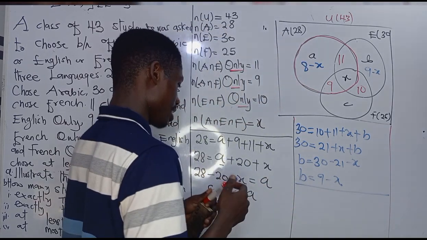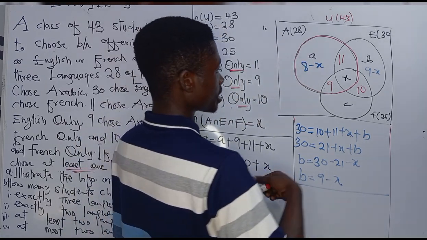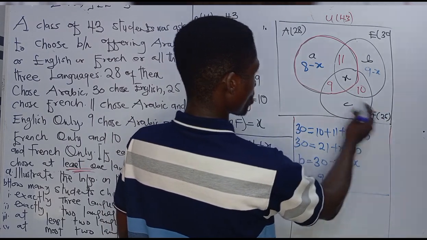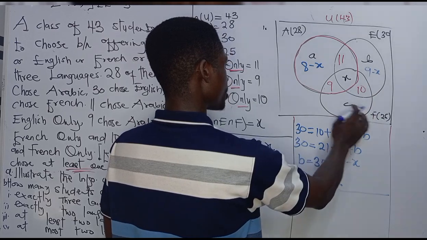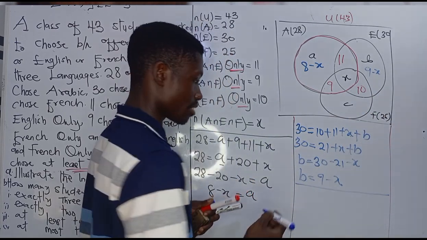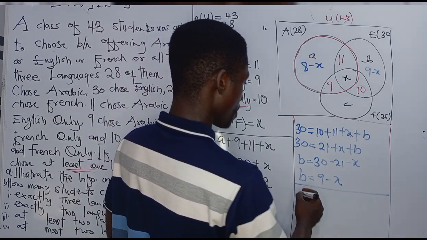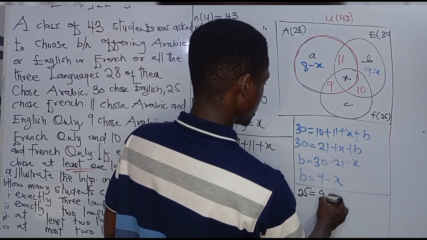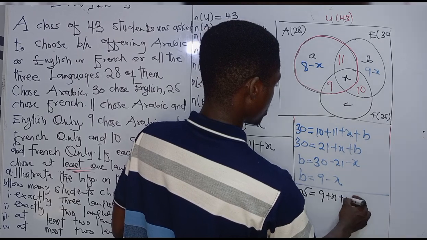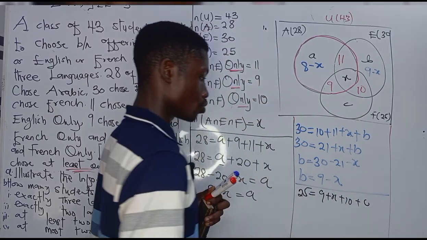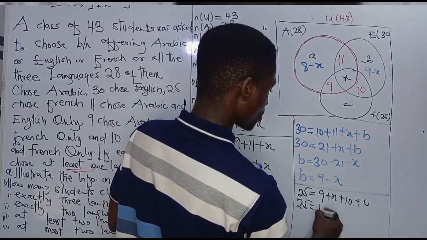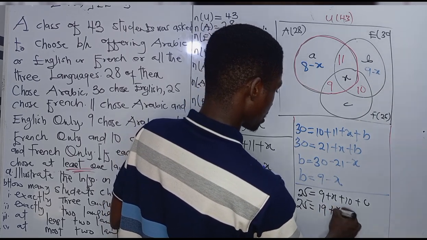Now let's look for C. So we are saying that the whole of this circle is for what? French. So if we sum this, and this region, it should be equal to 25. So we are going to have 25 equal to 9 plus X plus what? 10 plus C is equal to 25. So we have 25. This and that will give us what? 19 plus X plus C.